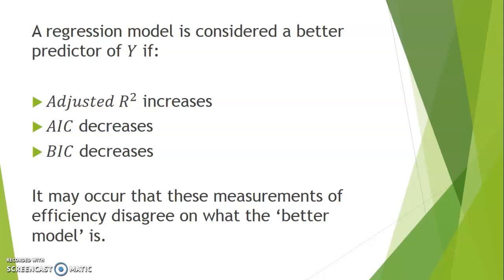A regression model is considered a better predictor of Y when the adjusted R-square increases compared to another. However, improved models will lead AIC and BIC indicators to decrease. So these three indicators do not measure in the same manner the performance of a regression model. It may occur that these three indicators disagree as to what the better model is.